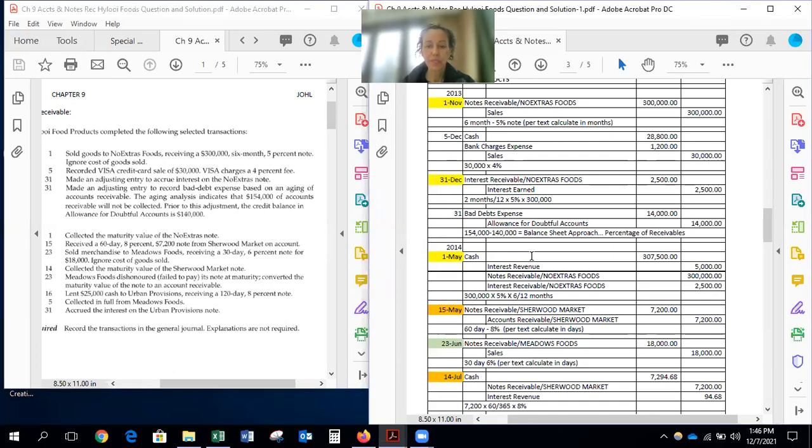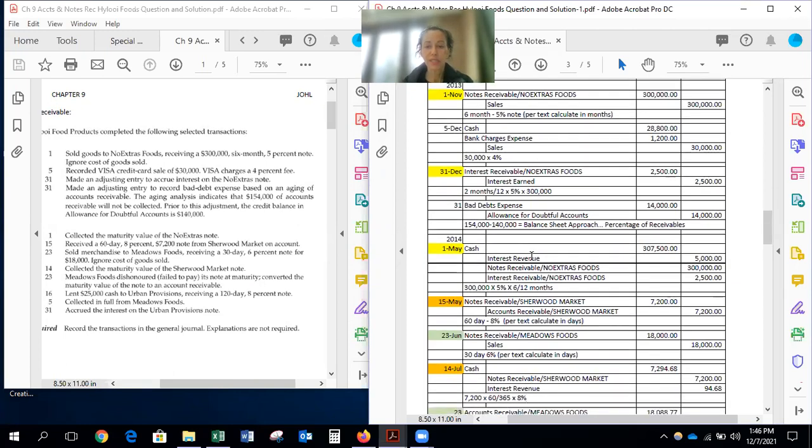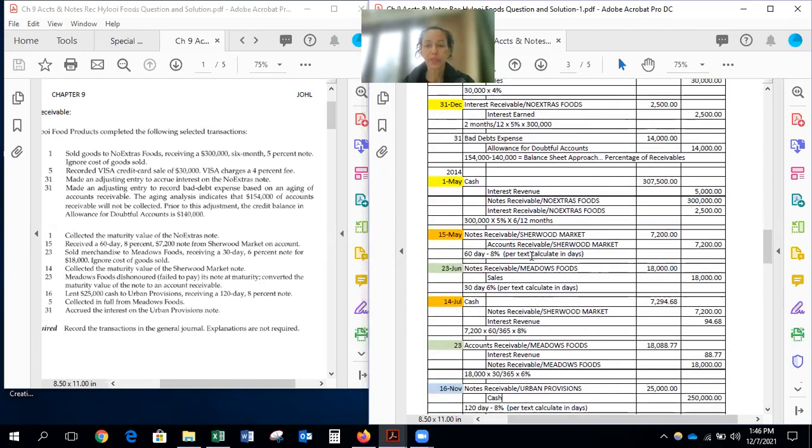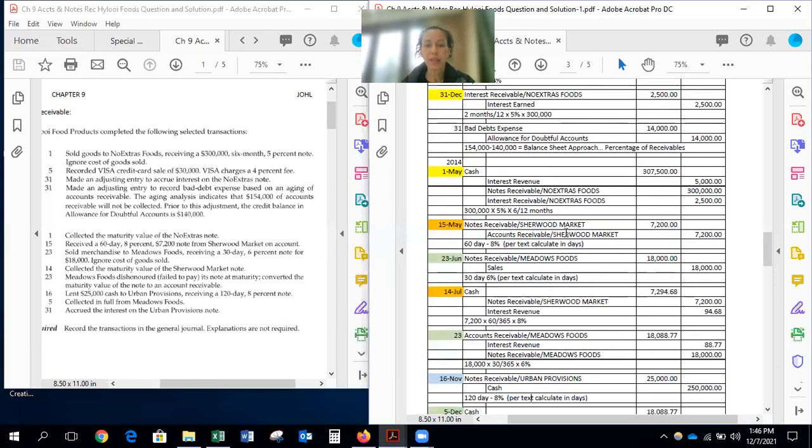The next note that we see here is the one that's in orange. And as I said, I did try to color code these. So in orange, we have Sherwood Market, okay? And on the 15th, we received a 60-day, so we're gonna calculate in days, 60-day 8% note from Sherwood Market. So we'll debit notes receivable. And it's interesting here, it's saying on account, which means that we probably got them to sign a note because they weren't paying their accounts receivable. So this is going to come out of accounts receivable. That's on May the 15th.